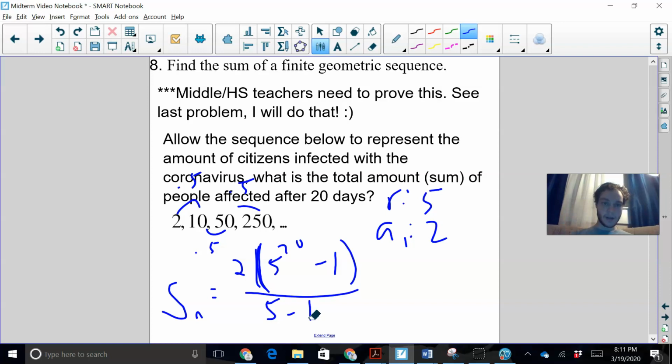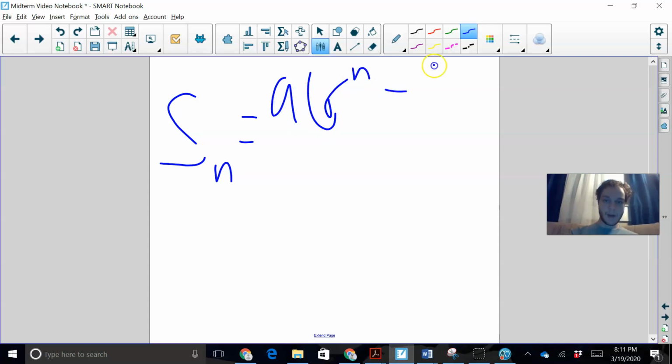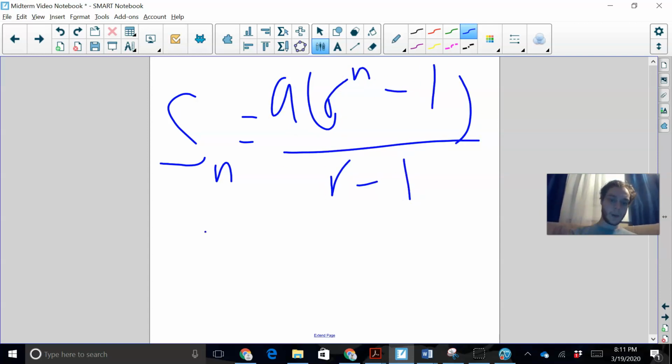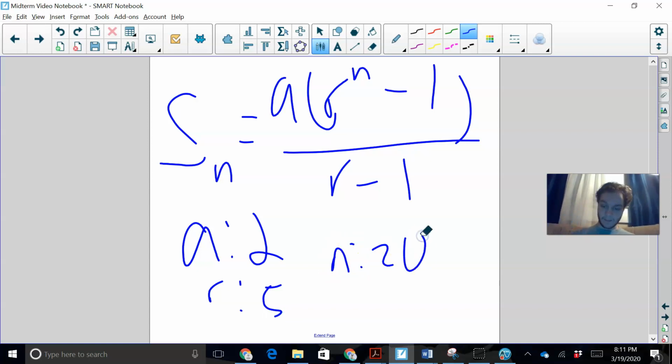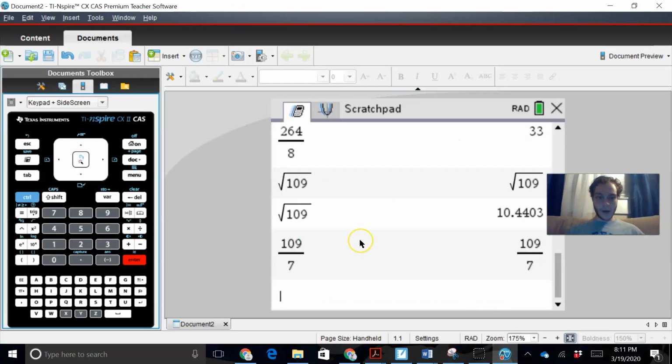Okay, this is just the formula, because now, for those of you who don't remember the formula, S sub n equals a times r to the n minus 1, all over r minus 1. So in our example, our a is the first term, and our rate is 5, and our n is 20, because I used 20 days. Okay, now this one is going to be ginormous. Okay, so go to our calculators.